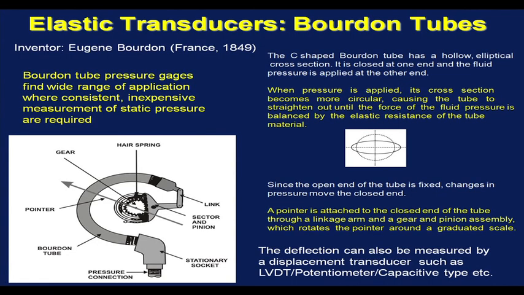So, to make a Bourdon tube, we start with a tube with circular cross section, then flatten the tube to make the cross section elliptical, seal one end of the tube and bend the tube in the form of C.